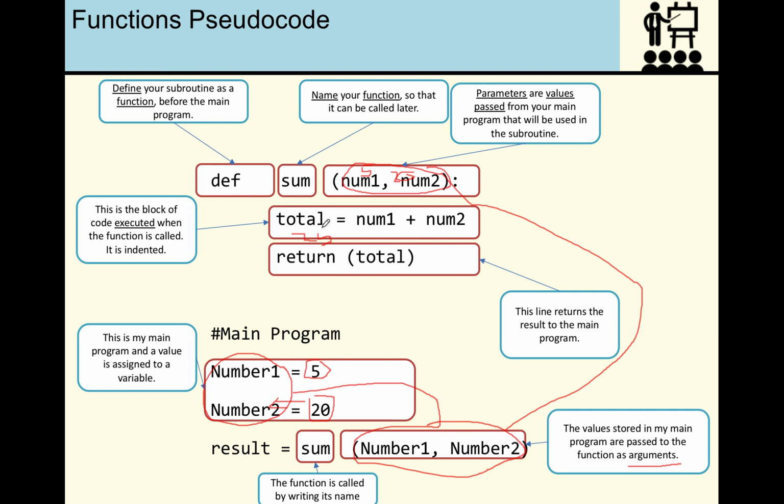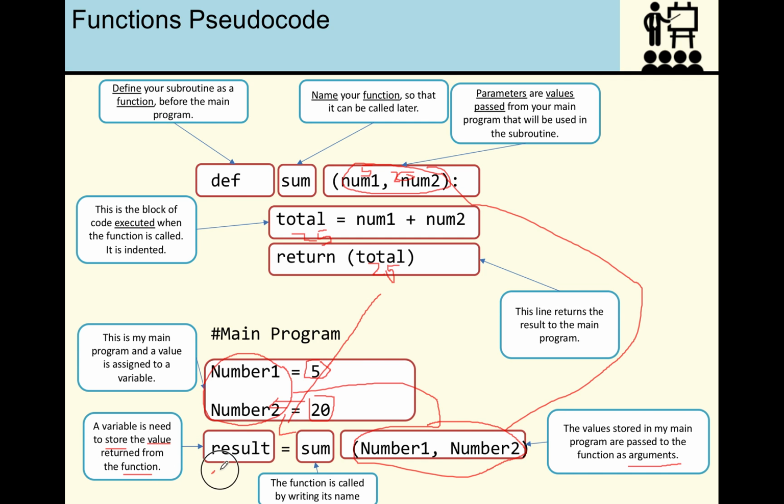When I run my function, 5 plus 20 is going to equal 25. So I'm going to return the total, which is holding the value 25. And of course, when I return my total to my main program, I need a variable to store that result returned from my function. So result now contains the value 25.